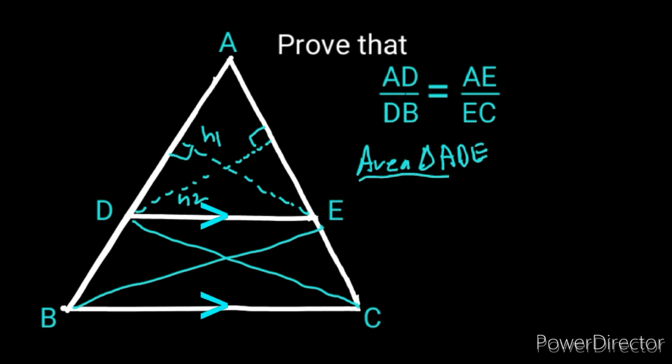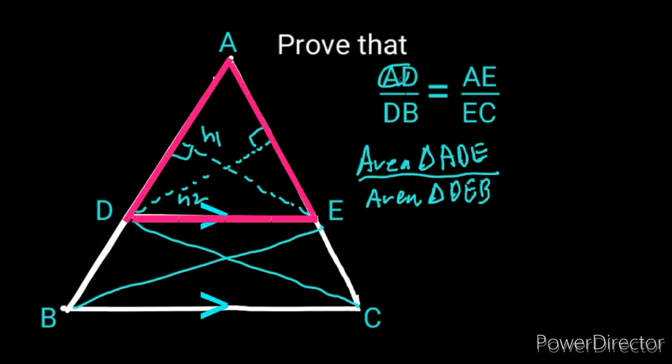Now you're going to say divided by, and you'll focus on this part as well. We have to look for the triangle that contains this portion. DB is this length. So the triangle that contains DB is this triangle. You'll say area of triangle DEB. So what you're doing is taking this as the base of that triangle and you're taking this as the base of that triangle.